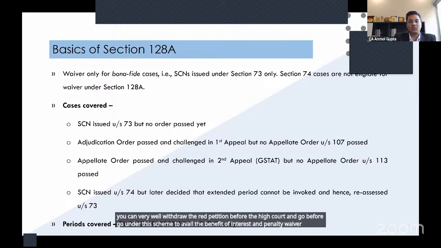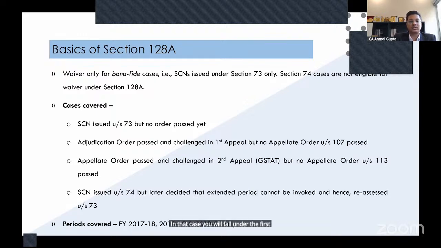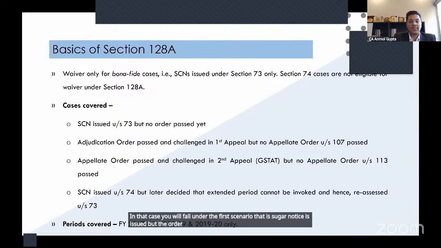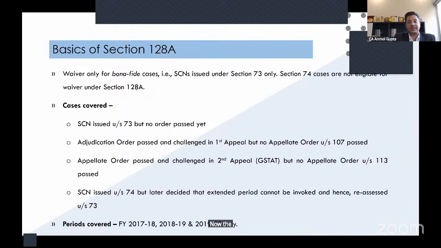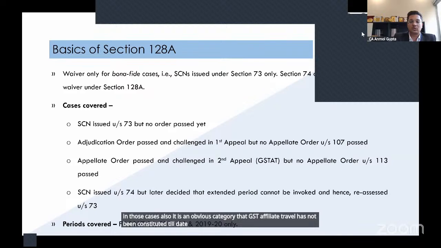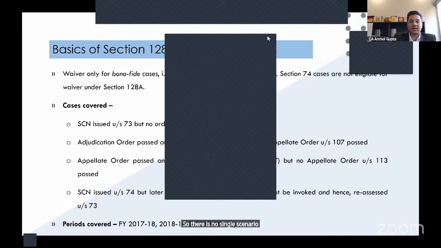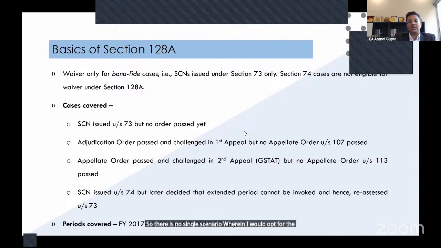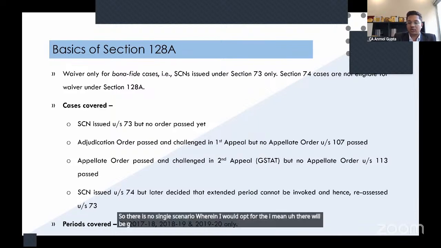In that case, you will fall under the first scenario, that is show cause notice is issued, but the order has not been passed. Now the third category is an obvious category, that the appellate order has been passed, but GST appellate tribunal order has not been passed. So in those cases also, it is an obvious category that GST appellate tribunal has not been constituted till date. So there is no single scenario wherein there will be a GST appellate tribunal order that has been passed. So this will automatically be there whenever there is a first appellate authority's order that has been passed.